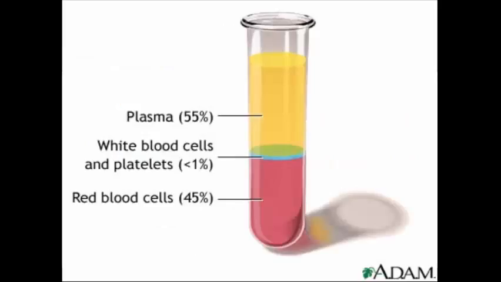Alright, here's all that just in one image. A typical blood sample. This yellowish part would be the plasma, a little more than half. Platelets and white blood cells, a very, very small percentage. And the other 45% red blood cells.